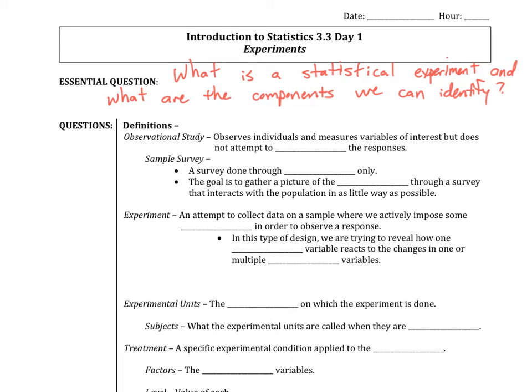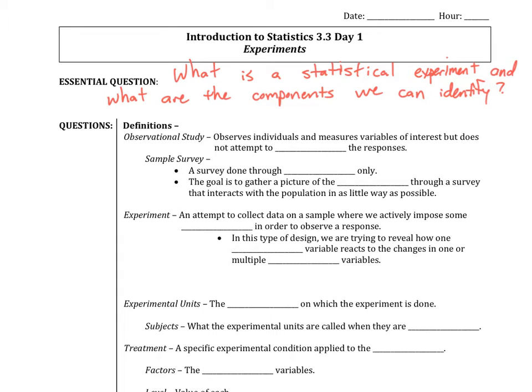In section 3.3, we break into a couple different days. Day 1, we introduce experiments, and we talk about what is a statistical experiment and what are the components we can identify. So we talk about how the experiments run and certain details of the experiment. We just kind of explain how it goes. Just touch on things to start, and then we get into more detail as we go through day 2 and day 3 of this section.